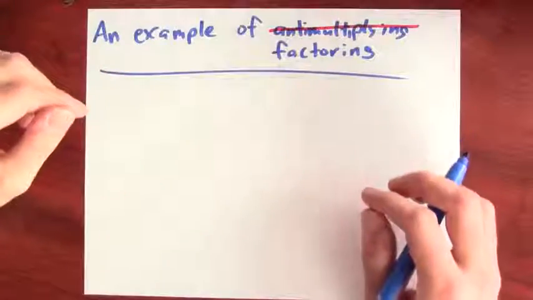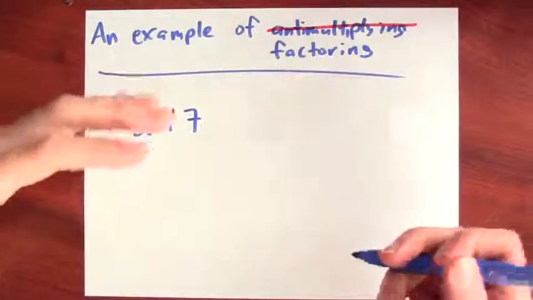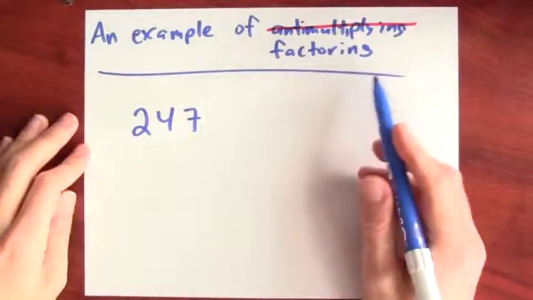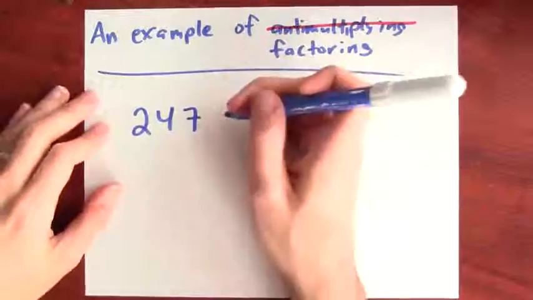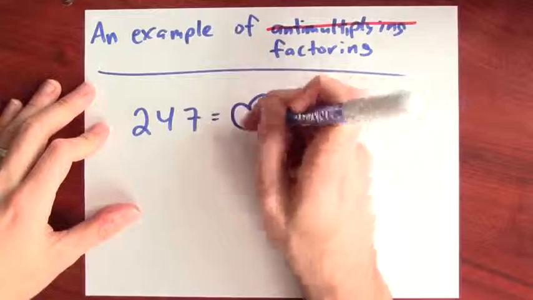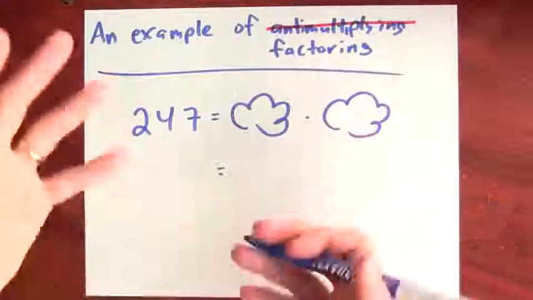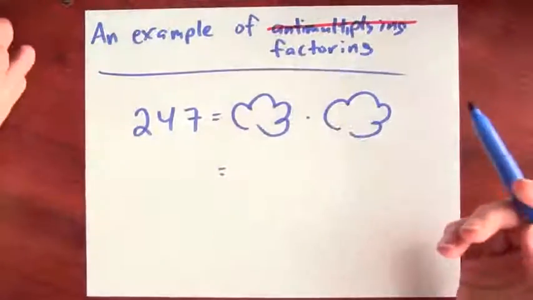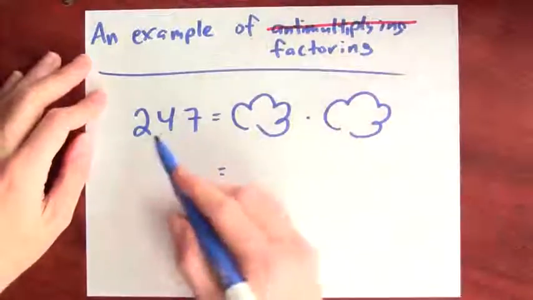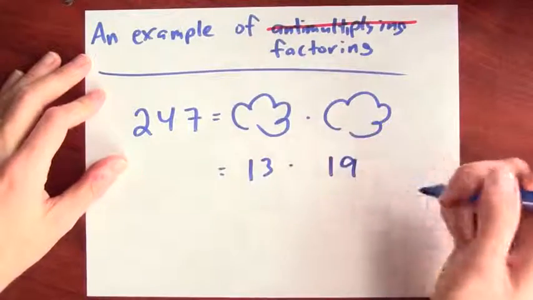So suppose that somebody gives you a number like 247. To anti-multiply that number, which is just my crazy way of saying factoring this number, means I want to write this as something times something else. And you sort of play around with this and you can try dividing this by various numbers and you'll eventually hit on 247 being 13 times 19.